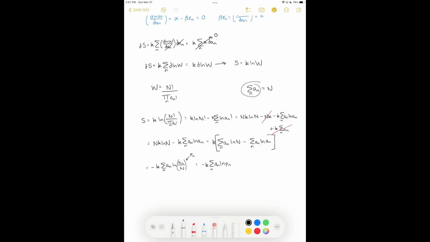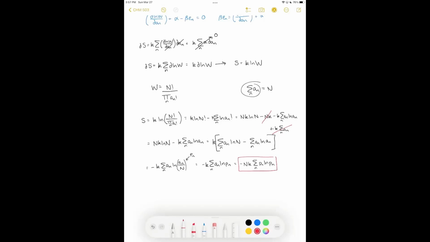And we can do a little bit more rearranging here. If we don't know a sub n, that's okay, because we can factor out N and have negative Nk times the sum of p sub n natural log of p sub n. So this here is what is called the probabilistic definition of entropy, based off of the probabilities of existing at a certain energy level. And we can use this along with the Boltzmann distribution to actually calculate the entropy for any state.